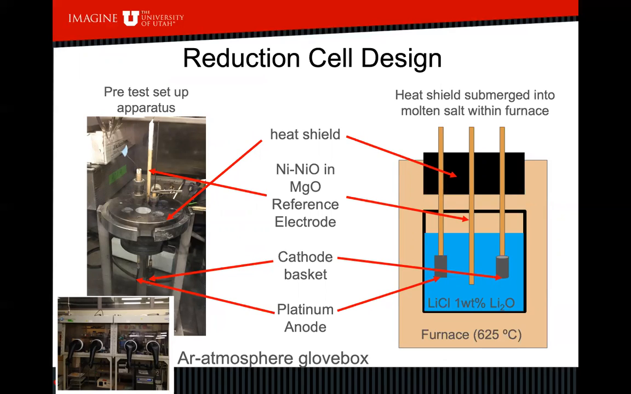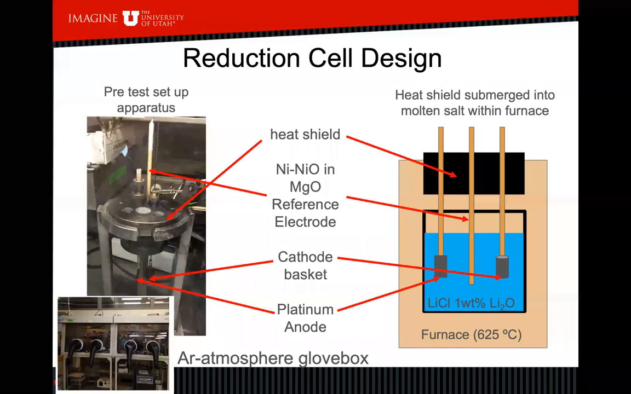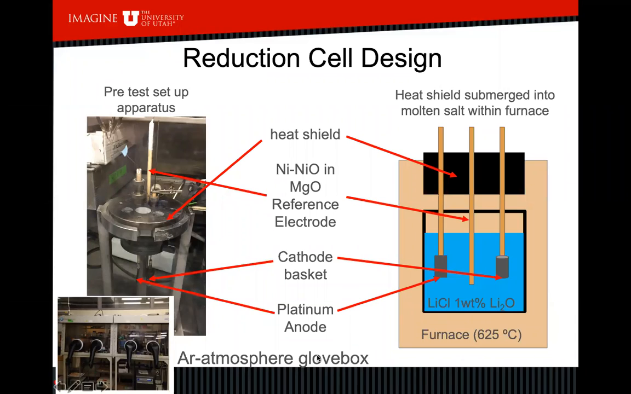We put this in a glove box, inert argon atmosphere. We have a furnace. We heat it to 600, well, I think it's more like 650 degrees C. And we put the cathode basket, shown on the right here, that's going to be loaded with uranium oxide. And the anode is a platinum plate. All right, so we're going to set this up and run various experiments, controlling the current or the potential, and then taking the reduced product out and analyzing it, seeing what we get.